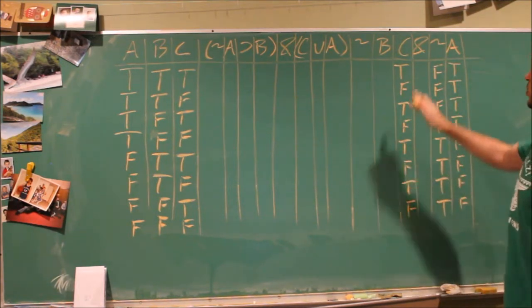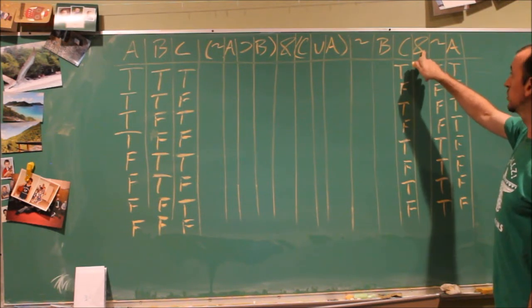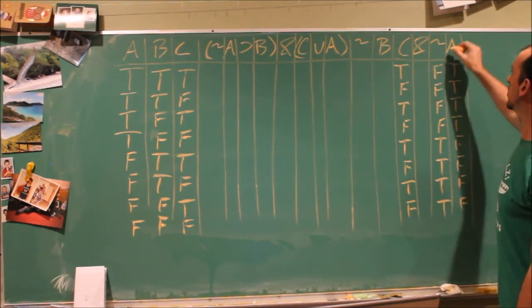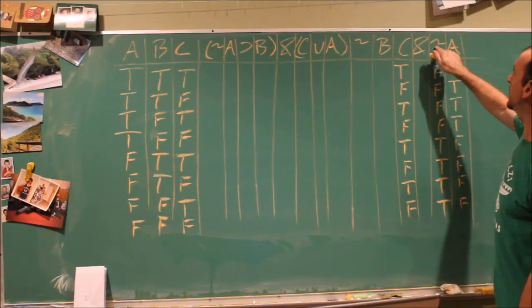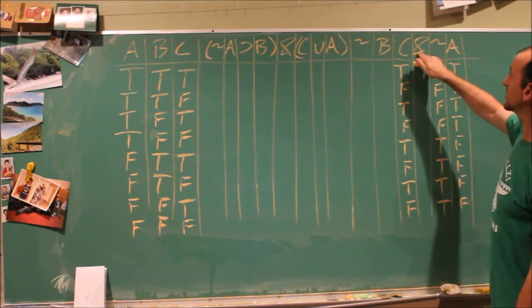And finally, we're going to use this AND operator. And remember that AND is only true when both of the parts of the AND are true. We're not going to worry about this column, we're going to use the NOT because the NOT is the main operator for the A. The AND is the main operator for this compound statement.